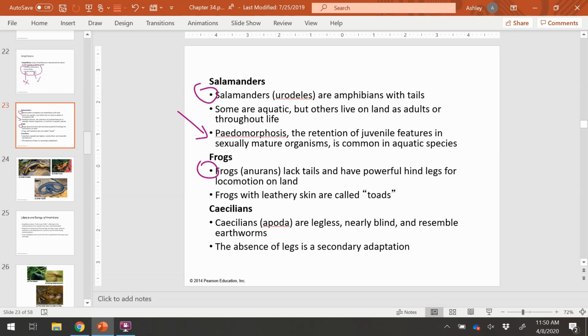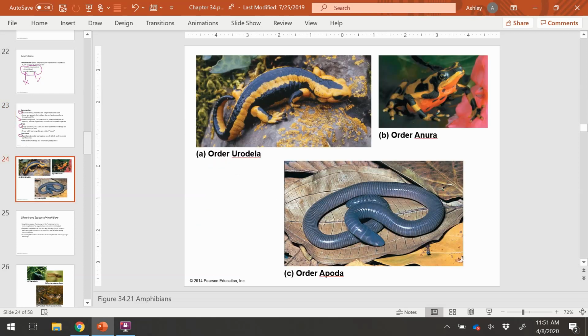Looking at caecilians would be the last group. They have lost their legs, they're nearly blind, and they look like really large earthworms. That is their unifying characteristic you want to know. The caecilian is known for burrowing underground. So they really do resemble large earthworms, but they have features of the moist skin, along with the vertebrae, that classify them with the amphibians here. So salamander, frog, and caecilian.